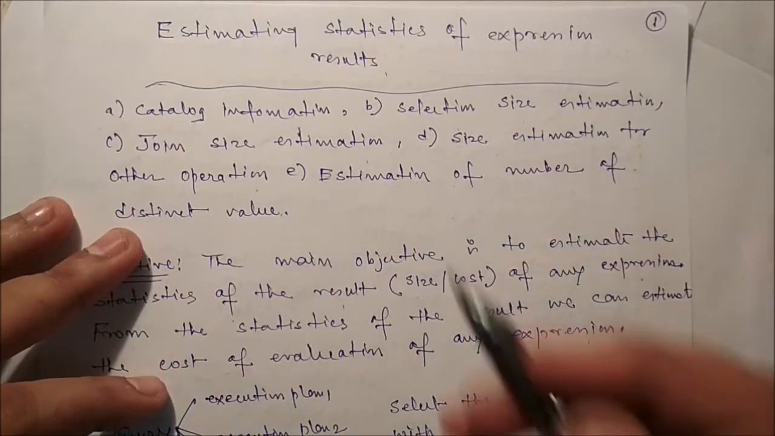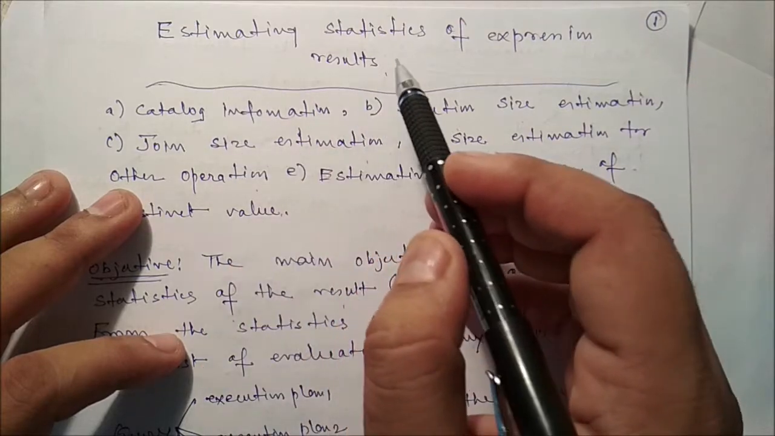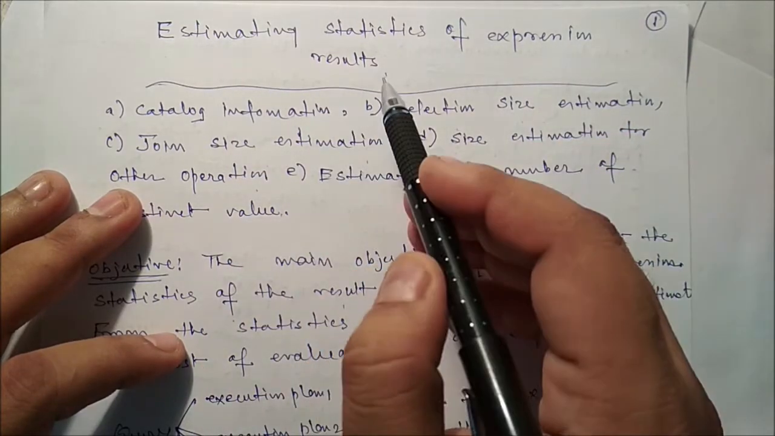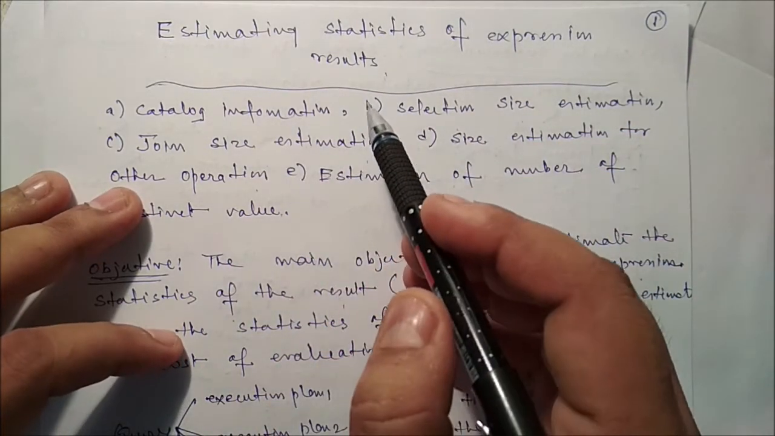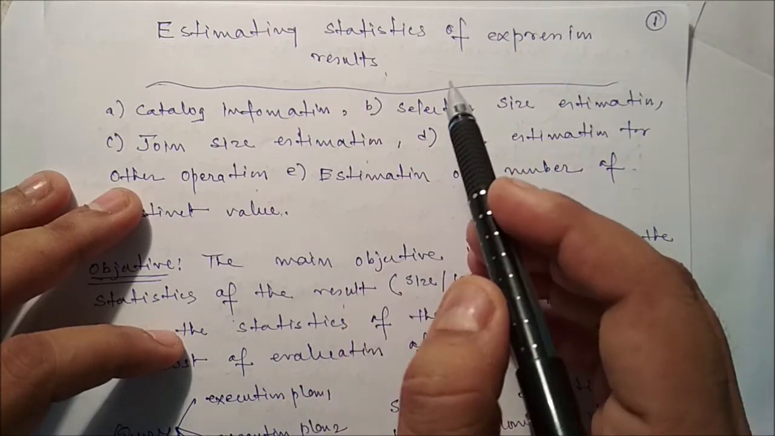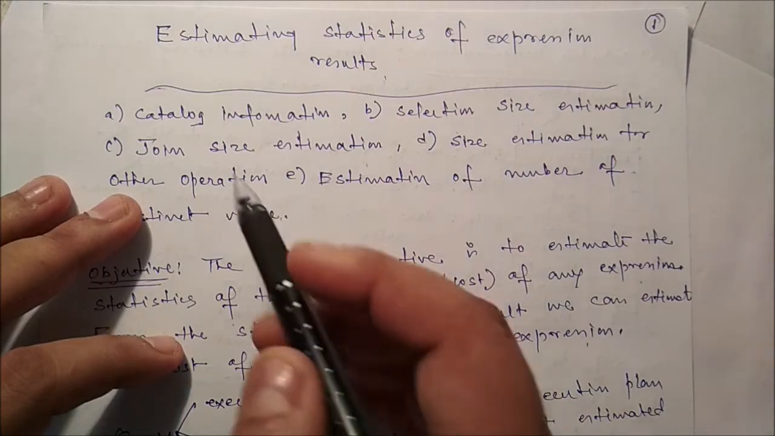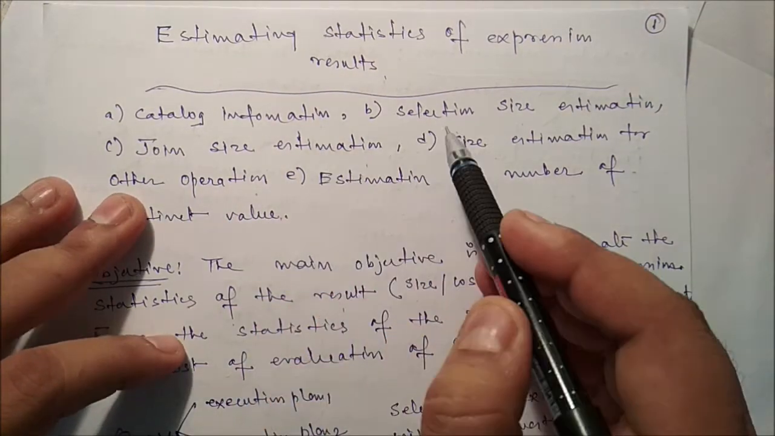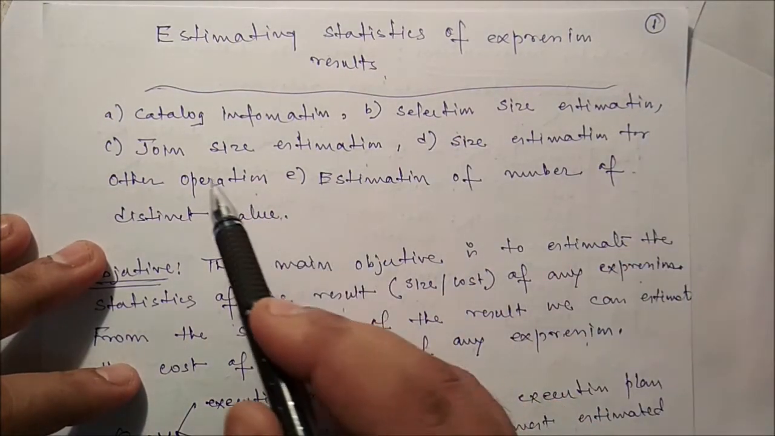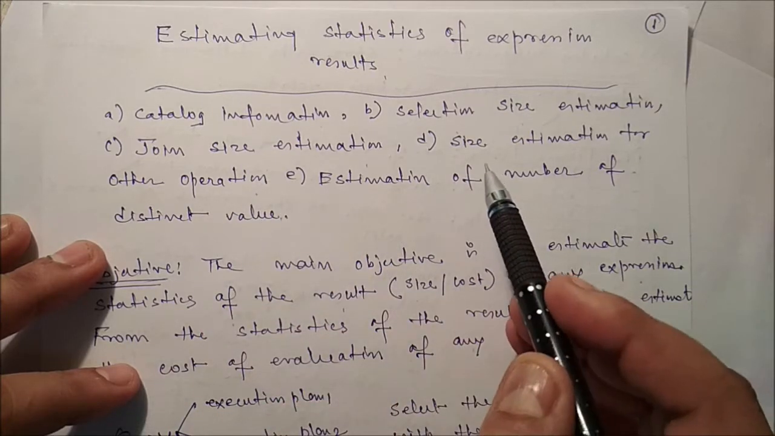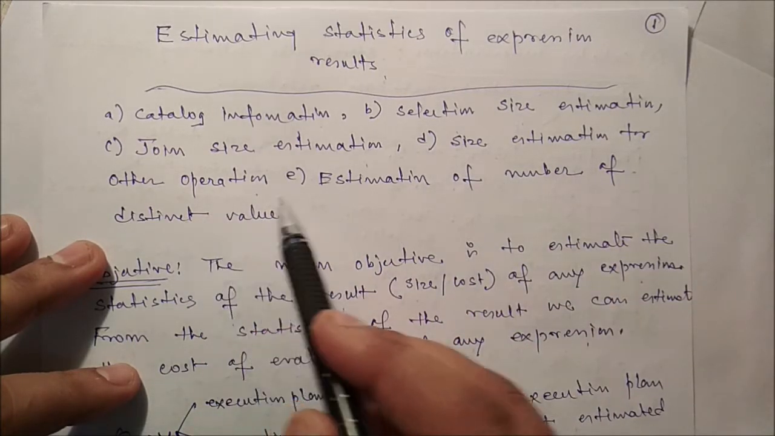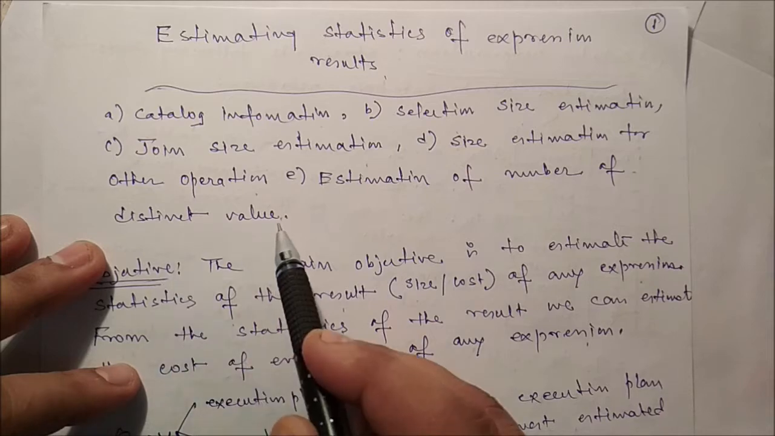Welcome back friends. In this video we'll talk about estimating statistics of expression results, where we want to know the statistics of the result of any expression. Now we'll talk about catalog information, selection size estimation, join size estimation, other operations, and estimation of the number of distinct values.